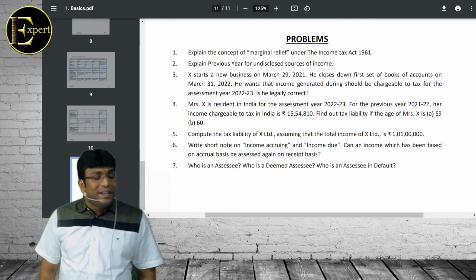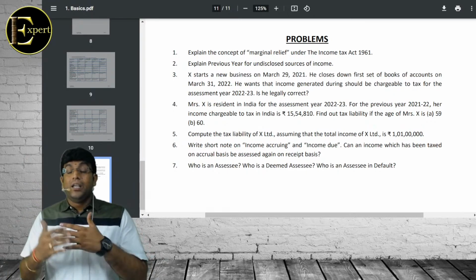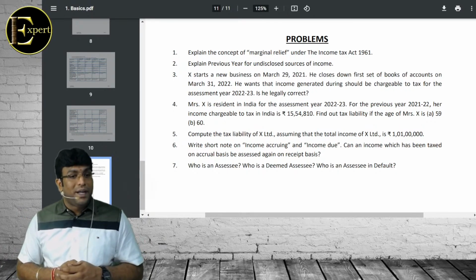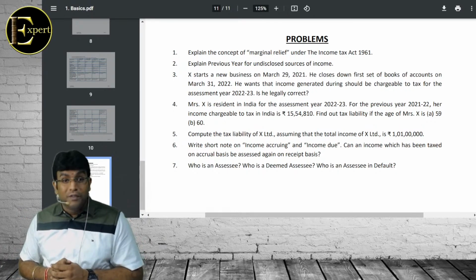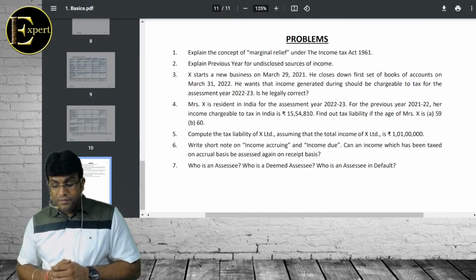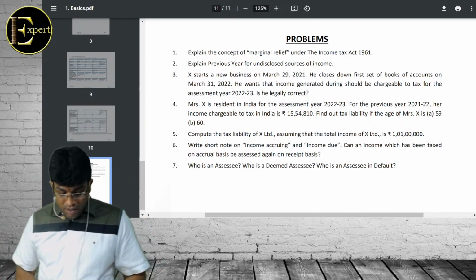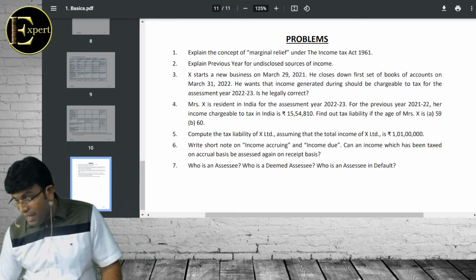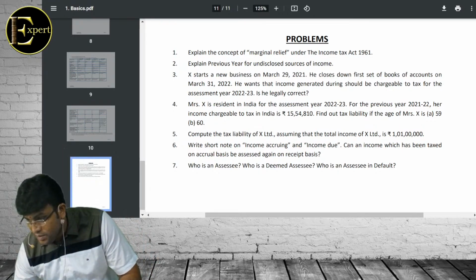What is the concept of marginal relief? Marginal relief is a relief given in case where income is slightly beyond the limit of surcharge. And in case where extra tax is more than extra income, the difference is allowed as marginal relief. Correct, beta? Are we clear with that point, everybody? Yes, sir. That is basically the concept of marginal relief. Next, what is the second question?